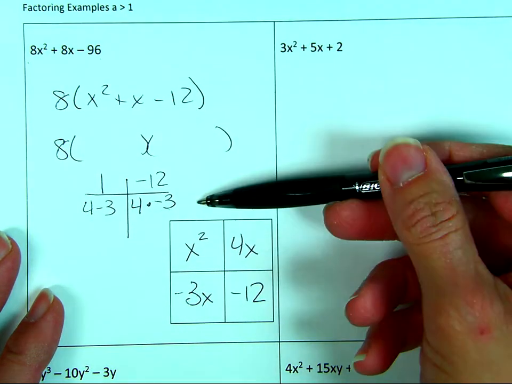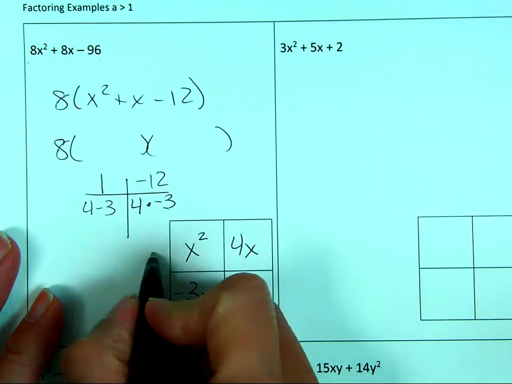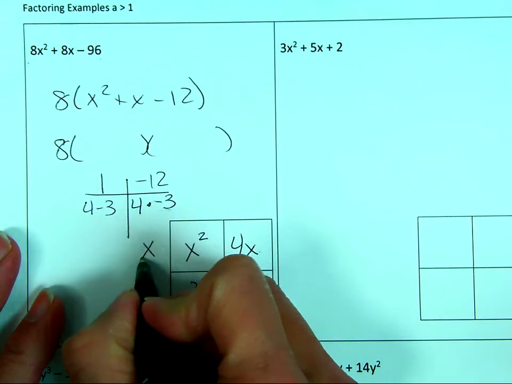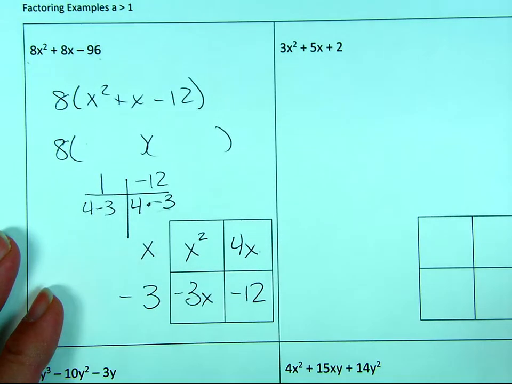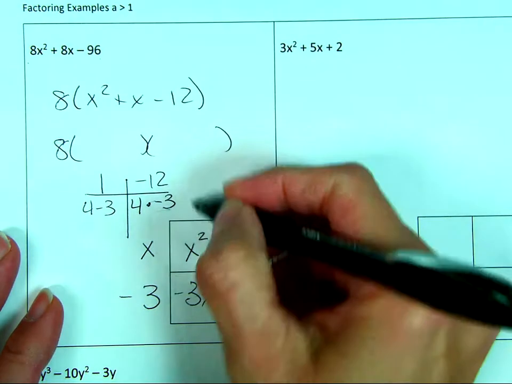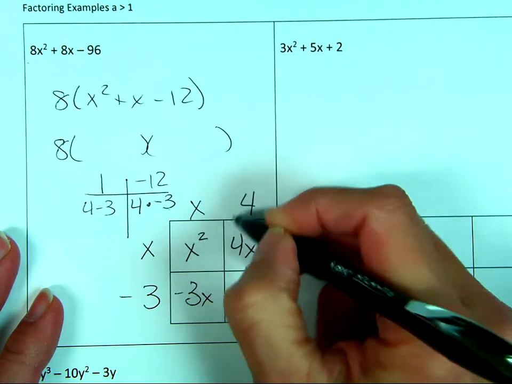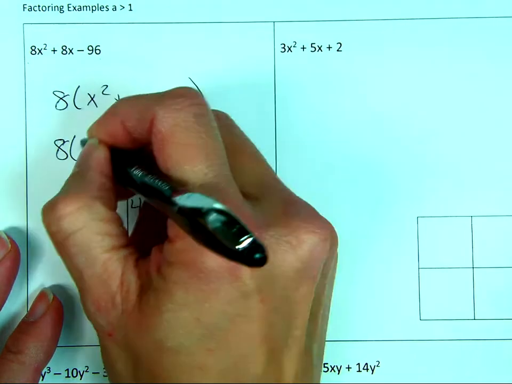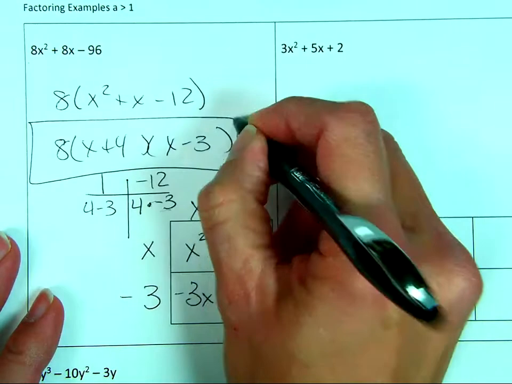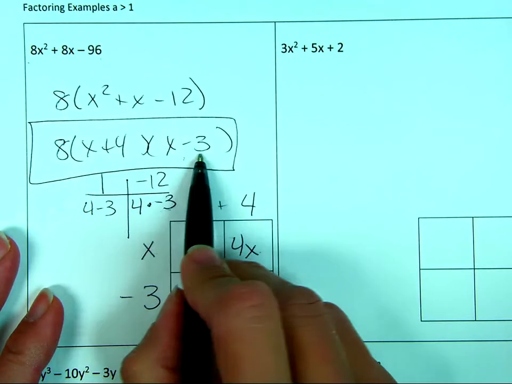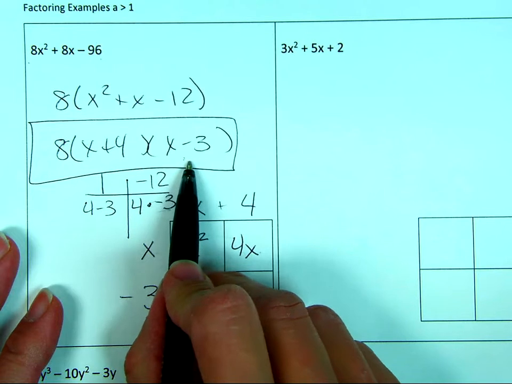We're going to take the greatest common factor of each column and each row. So greatest common factor between x squared and 4x is x. The greatest common factor, when they're both negative, we're going to pull out a negative. That's negative 3. And this way is an x. And this column is a 4. And then those become our binomials. So we have an x plus 4, x minus 3. This is our answer. Remember, it doesn't matter if the x minus 3 or the x plus 4 goes first. That's interchangeable, but you need to have all 3 parts.